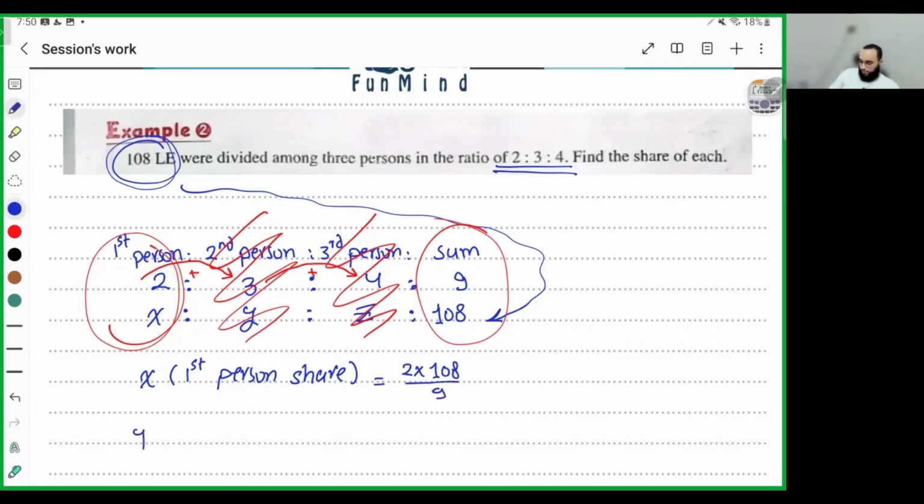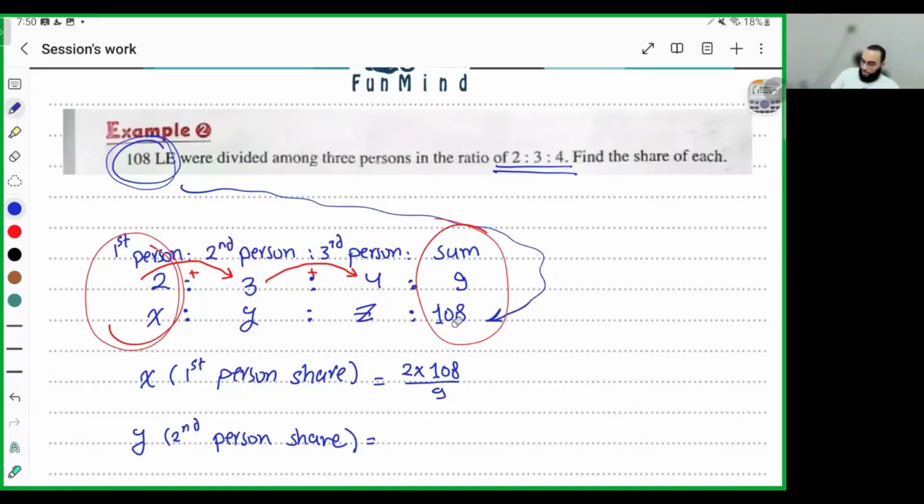Again, the second person. We are calculating the second person's share. So this by this. 3 times 108 over 9.